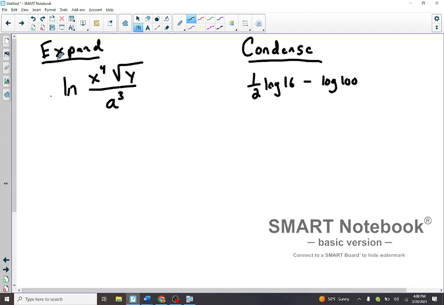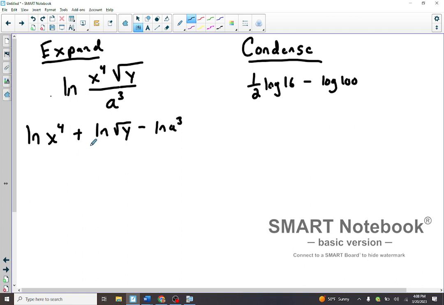So in this situation, I'm trying to expand ln of x to the 4th times the square root of y over a cubed. So I'm going to rewrite this as ln x to the 4th plus, because they're being multiplied, ln square root of y minus, because this is division, ln a to the 3rd. Is expanding having the exponent or the number in front? The number will be in front. You never move the exponent out. Or if it was to a power, you could, but that's not what I'm talking about.